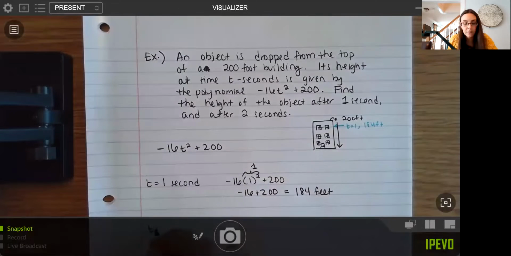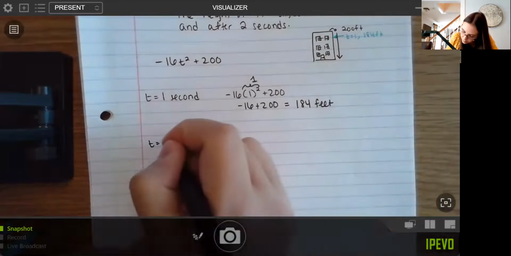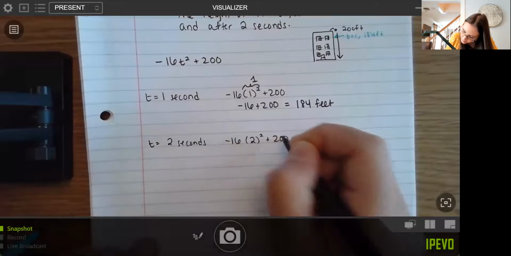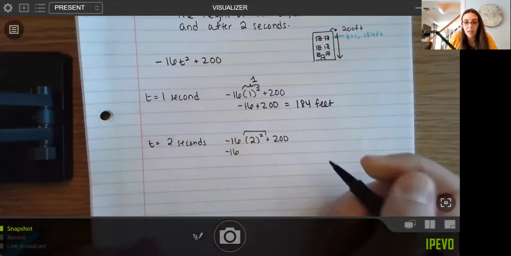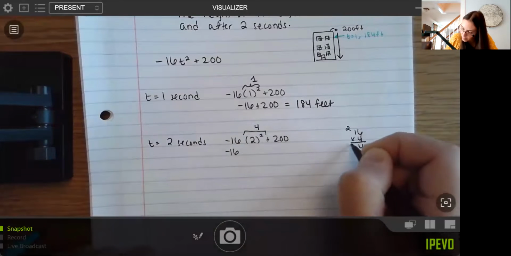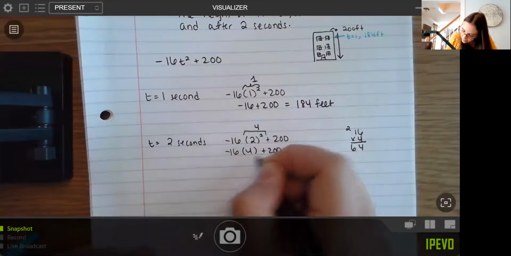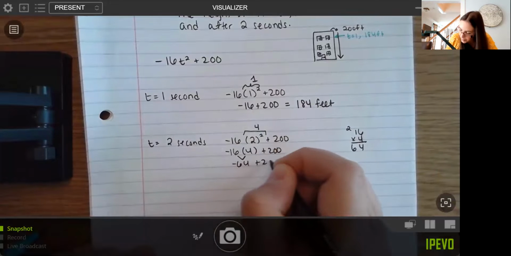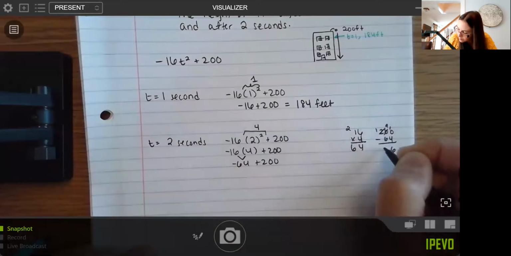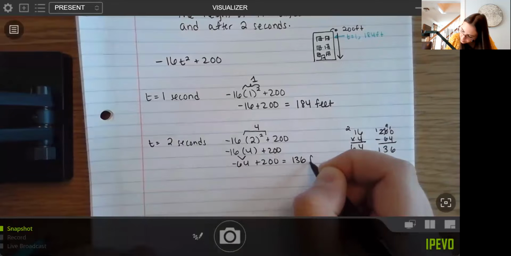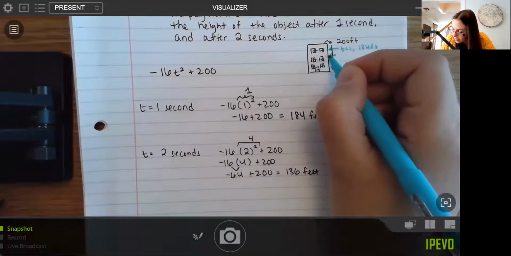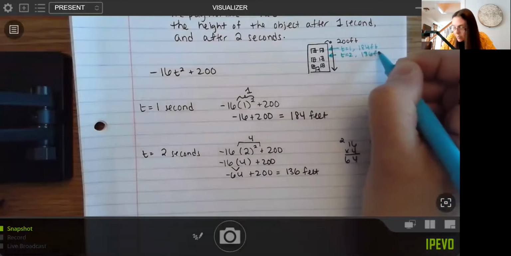Let's try 2 seconds. So now I'm going to go ahead and plug in 2. So exponents first, 2 squared is 2 times 2, which is 4, right? So now I'm looking at -16 times 4. So I have a positive times a negative, it's going to stay negative. So I have negative 64 plus 200 now. Now, of course, you could take out your calculator here, but it doesn't hurt to do a little bit of work off to the side now and then. And I have 136 feet. So after 2 seconds, now we're still a little bit above the halfway mark. We're at 136 feet, and so on.